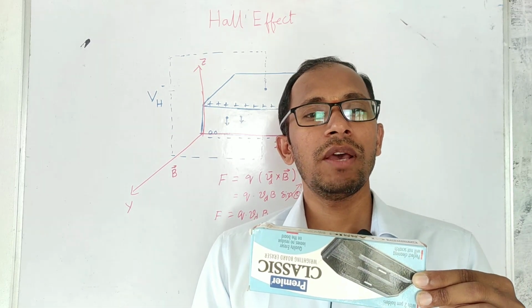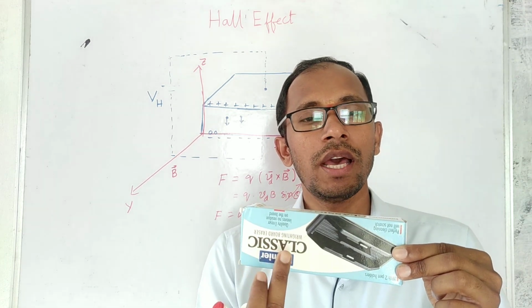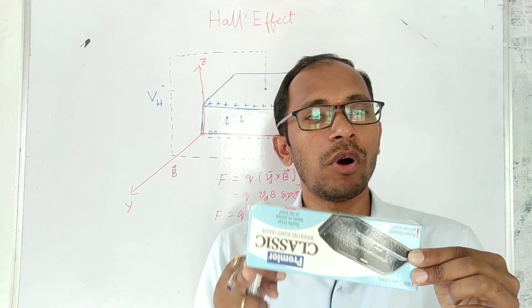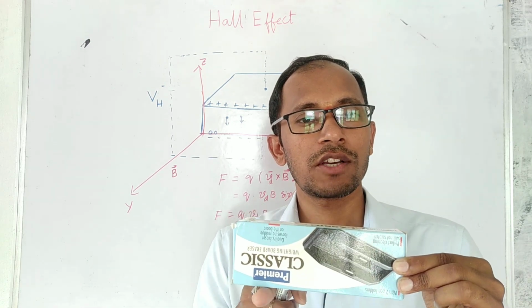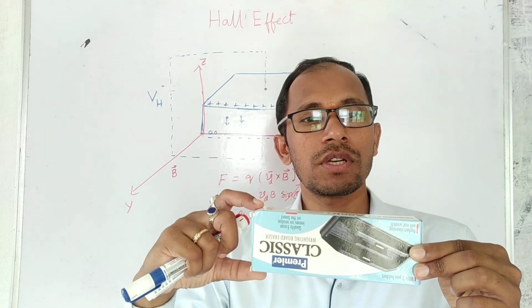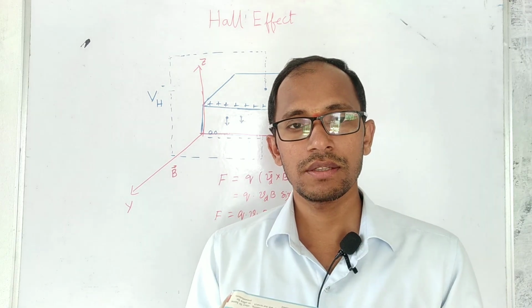Same thing if you apply for the n-type semiconductor. In case of n-type semiconductor, holes are less and electrons are more. So on the bottom surface, electrons, that is negative charge, are accumulated, and on the top surface positive charge is accumulated. Then a potential difference is created between these two ends. So this is called Hall effect.